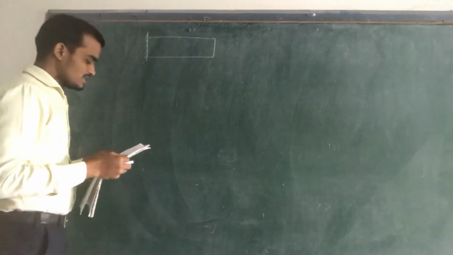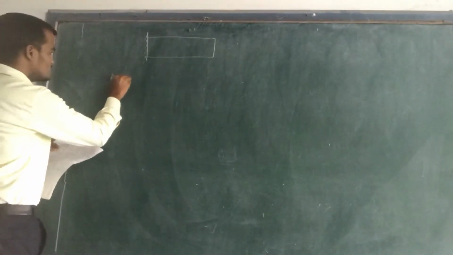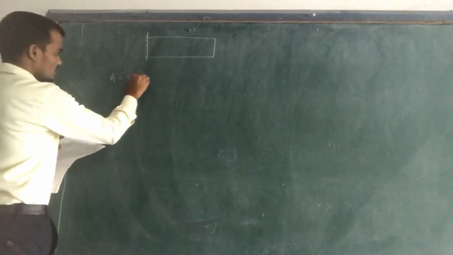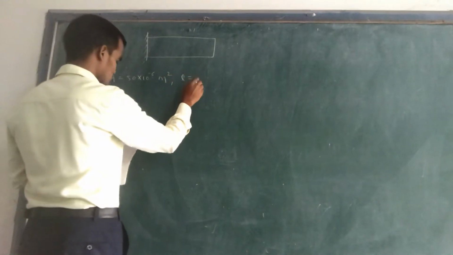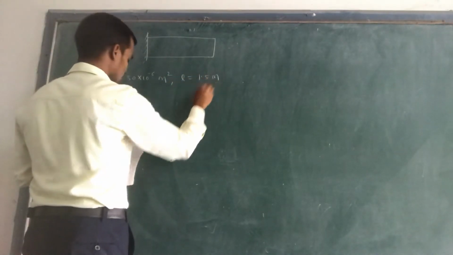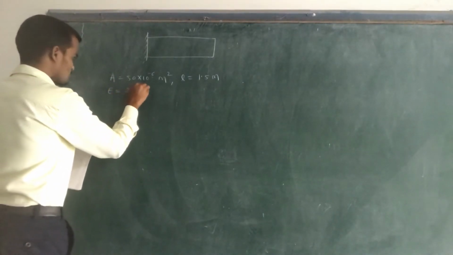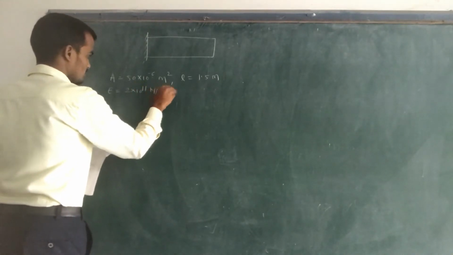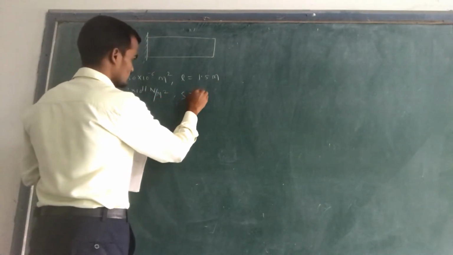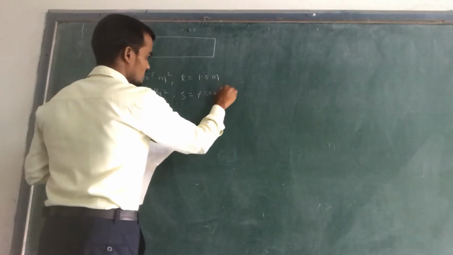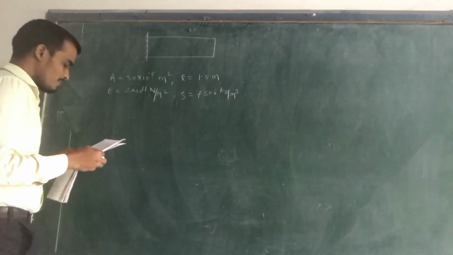The bar has a uniform cross section, with cross-sectional area A equal to 50 into 10 raised to power minus 6 meter square. The length of the bar is 1.5 meter. Young's modulus E is given as 2 into 10 raised to power 11 Newton per meter square. The density is 7,800 kg per meter cube. Model the bar using two elements.